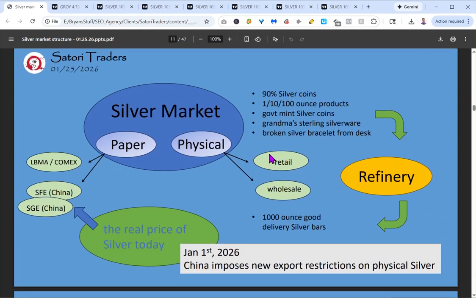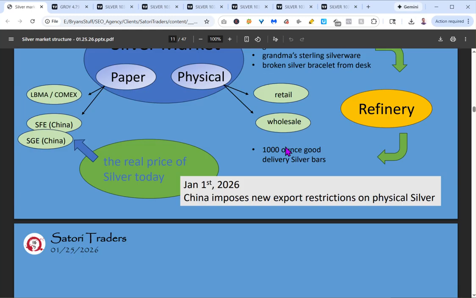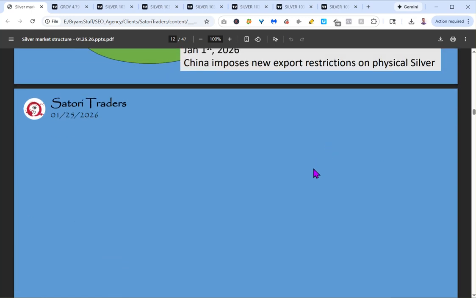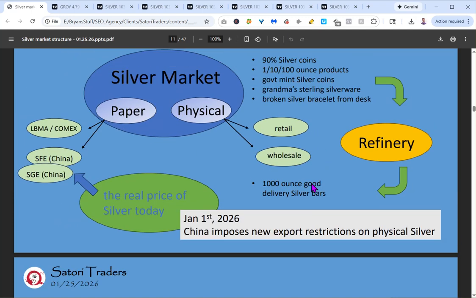So, speaking of Shanghai, this is my last point, and we're done. On January 1st, China implemented new export restrictions on physical silver. And so here I am saying that's the real price of silver today. But if you're in the West, you may or may not be able to purchase physical silver at that price because China ain't gonna sell it to you. It's just, I don't know, a different world, different silver market structurally, in my opinion.